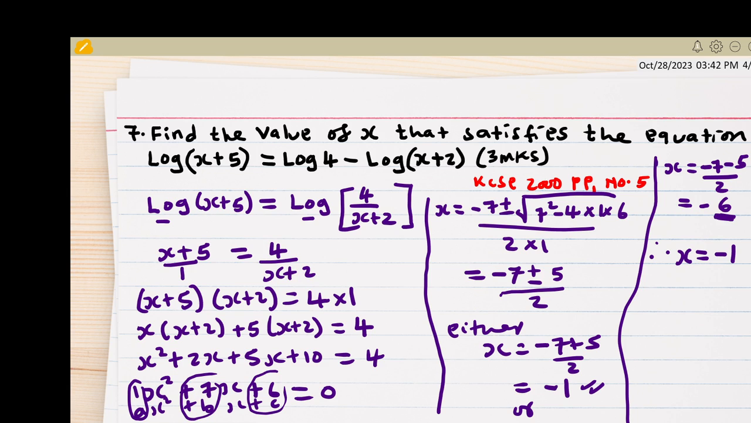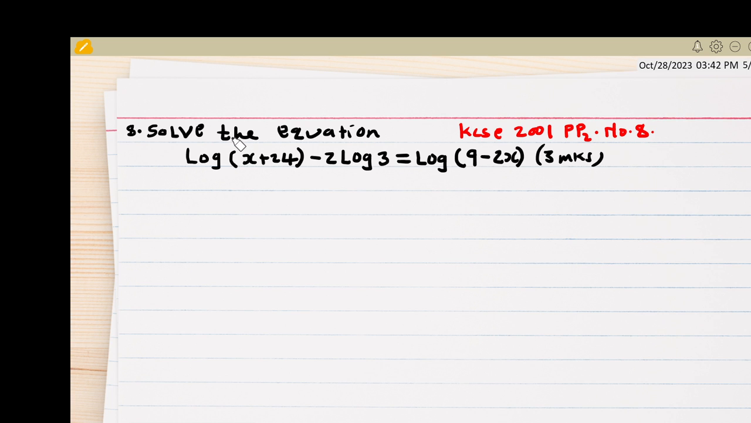Then we look at our example number 8, which is also a past case question done in 2001 paper 2 question number 8.